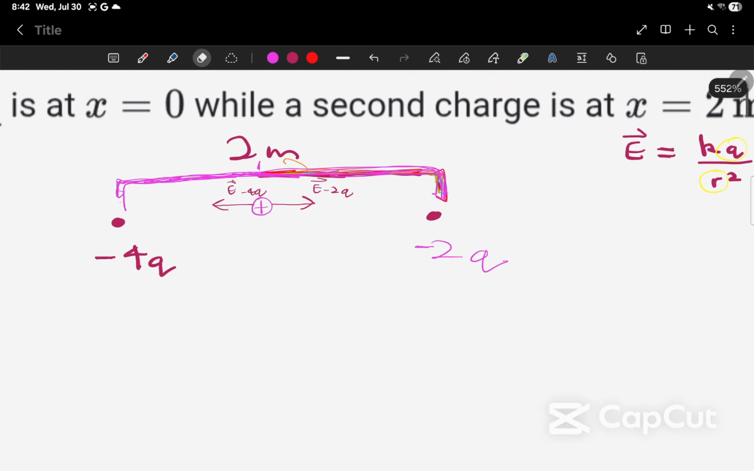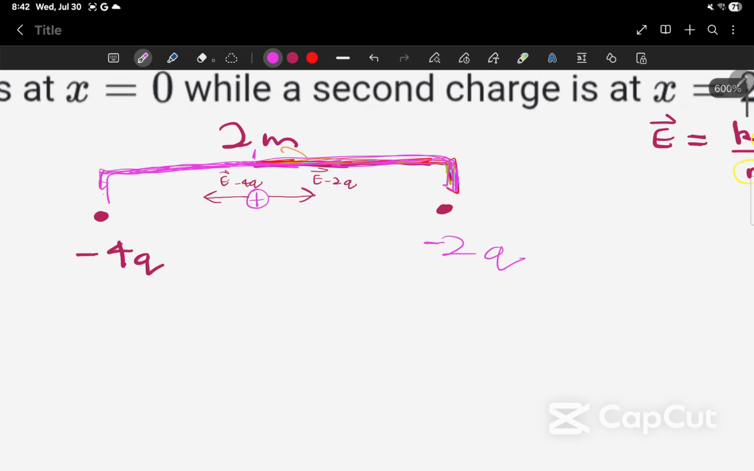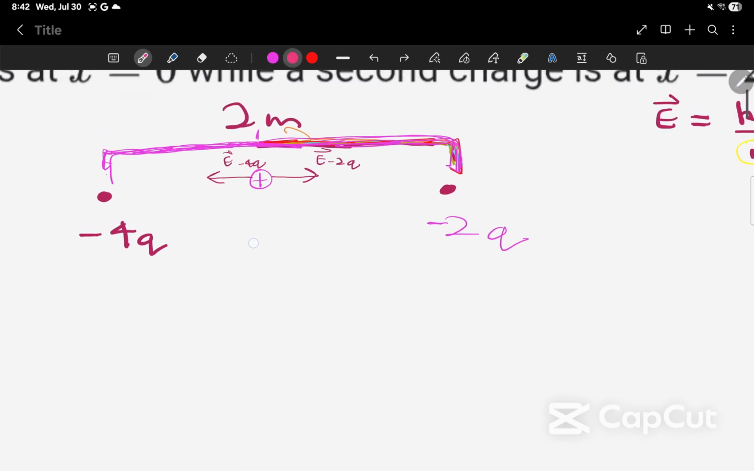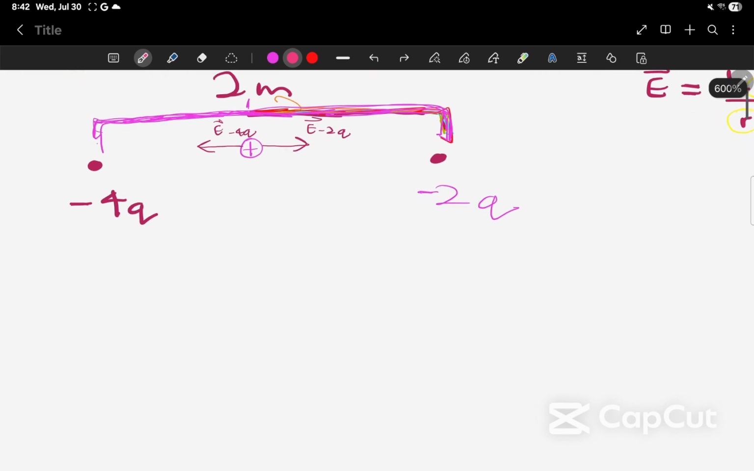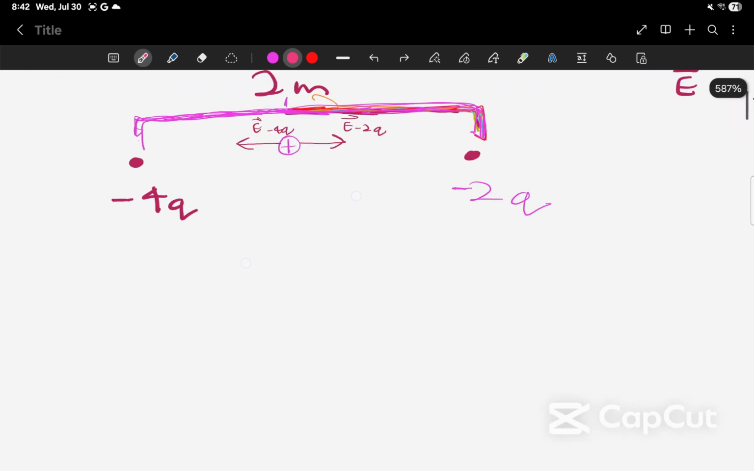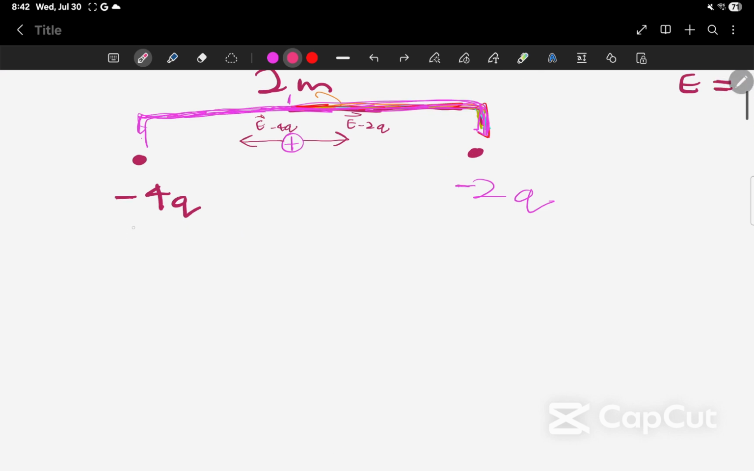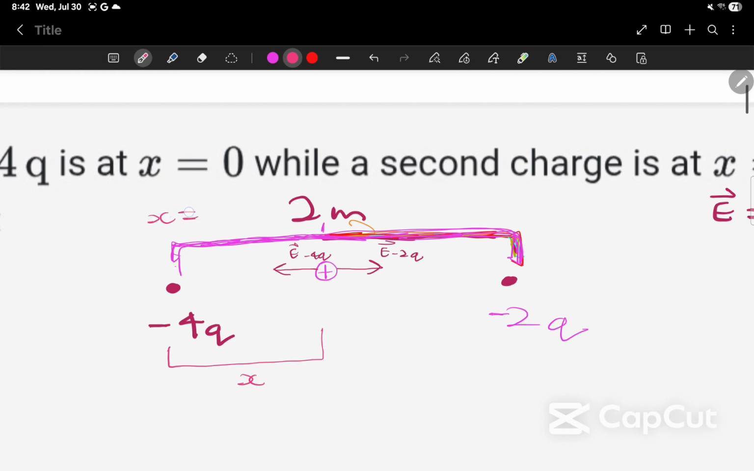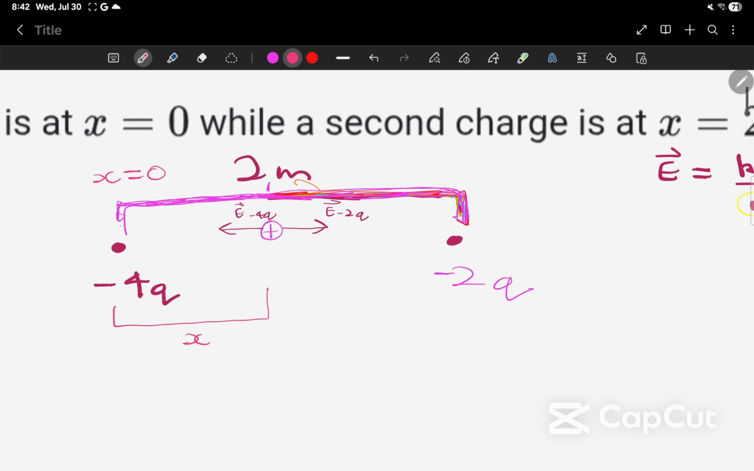Basically, x is the distance where the field strength will be 0. Now I'm going to erase these electric field vectors, or actually I'll keep them. My bad, they're important. Now I'll look at the distances. I'll consider the distance between the negative 4q charge and the positive test charge to be x, our unknown that we're looking for, because our negative 4q charge is at x equal to 0, and our negative 2q charge is at x equal to 2 meters.